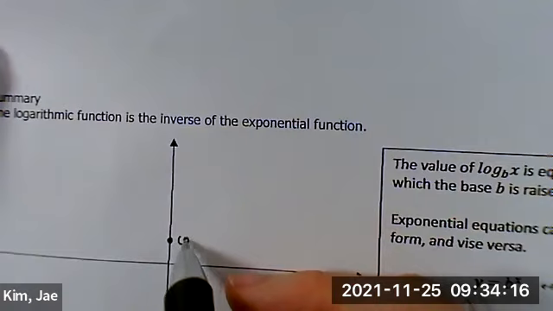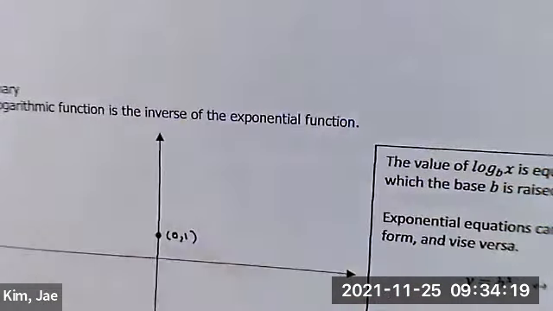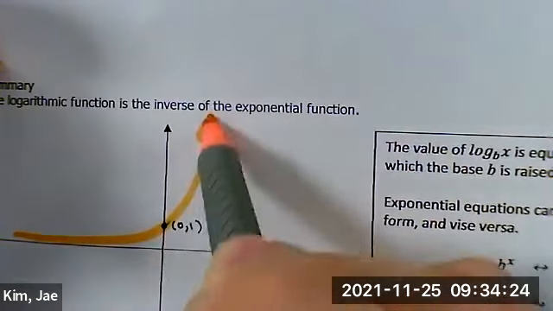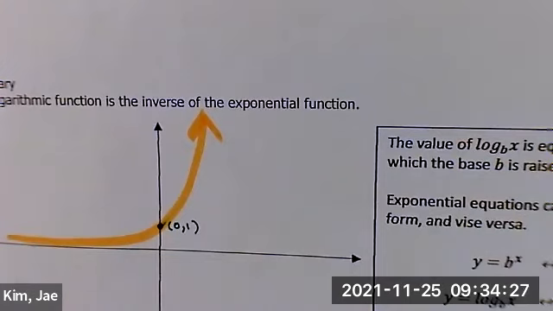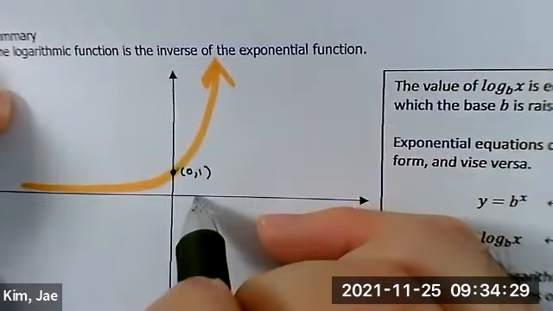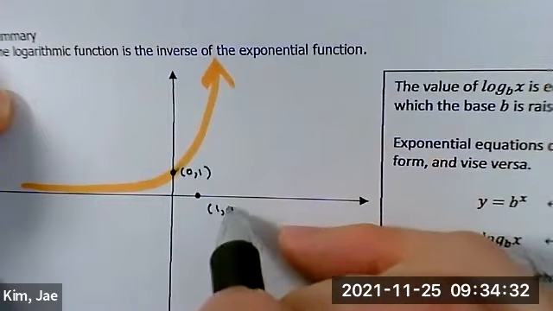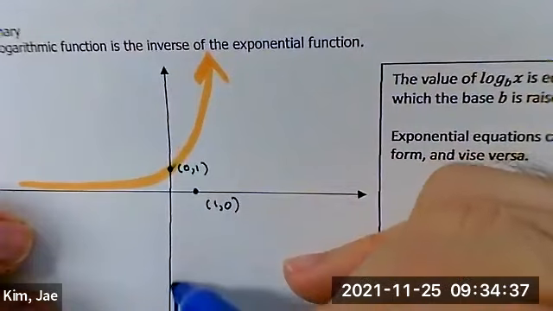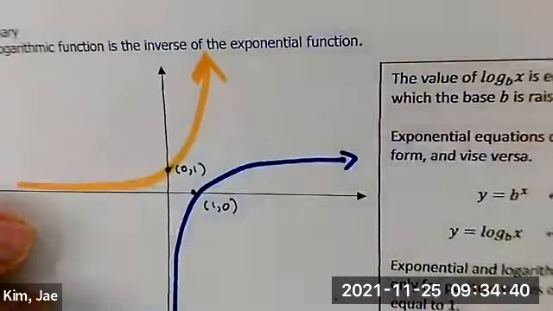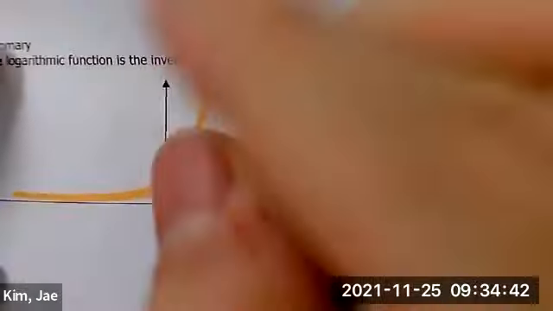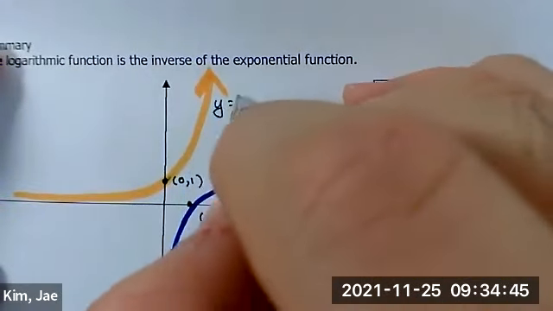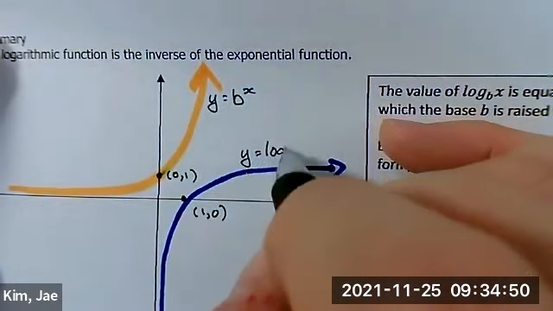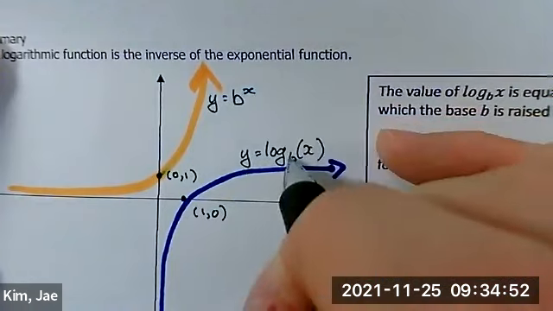Let's pretend that is 0, 1. And I have an exponential curve going this way. And as an inverse, so let's do y equals b to the power of x. This would be y is equal to log b of x.